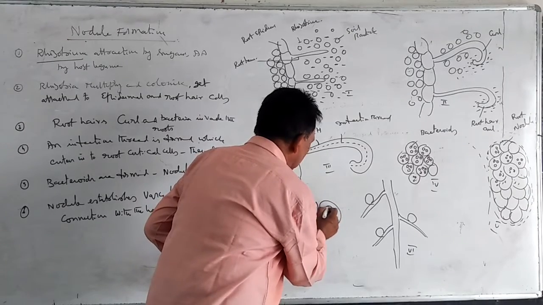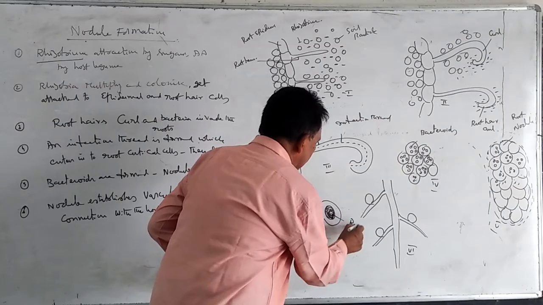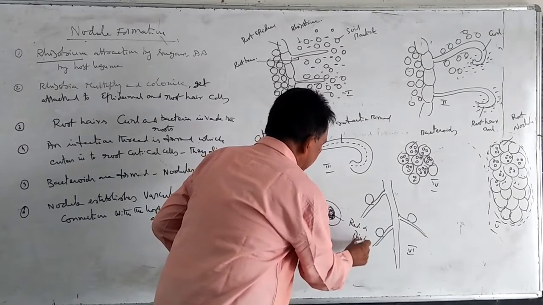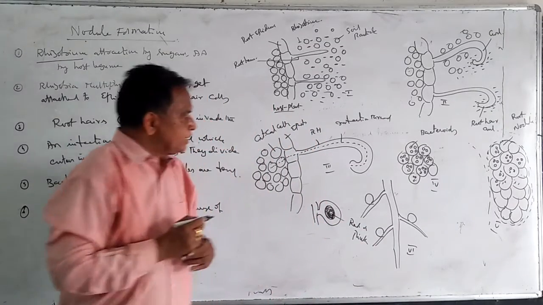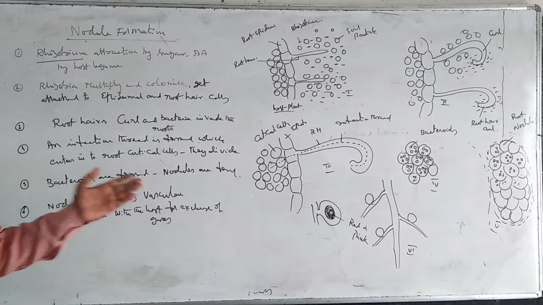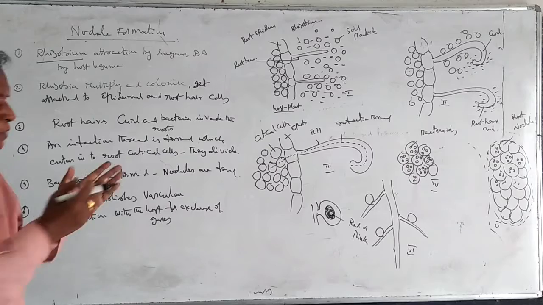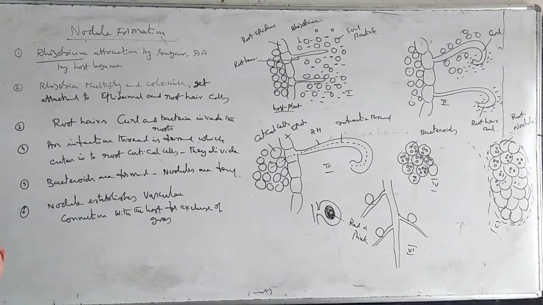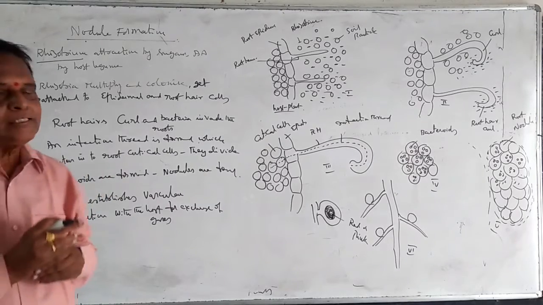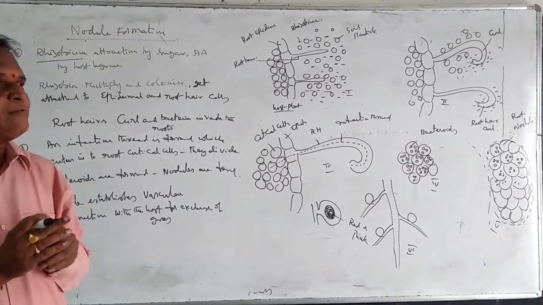In the middle of this nodule, I told you there is a colored substance. It is red or pink in color. That red or pink color is leghemoglobin. That is leghemoglobin matter. It is mainly responsible for removal of oxygen, and leghemoglobin acts as an oxygen scavenger. We can call leghemoglobin an oxygen scavenger.